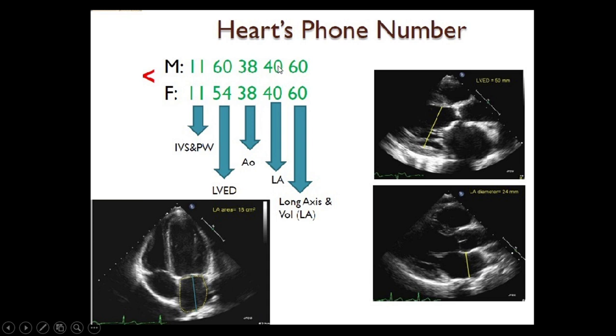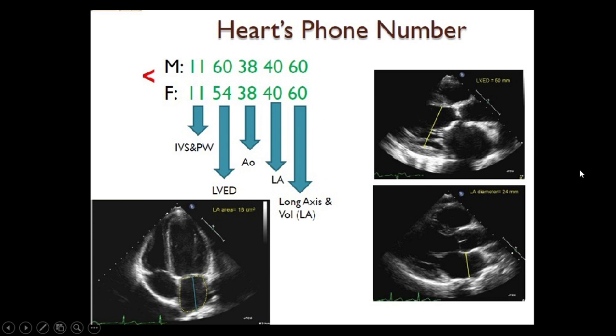The other number is 40, for the left atrial anteroposterior axis in the PLAX, the short axis of the valve, which should be less than 40 millimeters. And the last number is 60, the same for both genders. This 60 is for the long axis of the left atrium in the apical view, and the same 60 is for left atrial volume, 60 milliliters. So in this way you can memorize these numbers very easily.